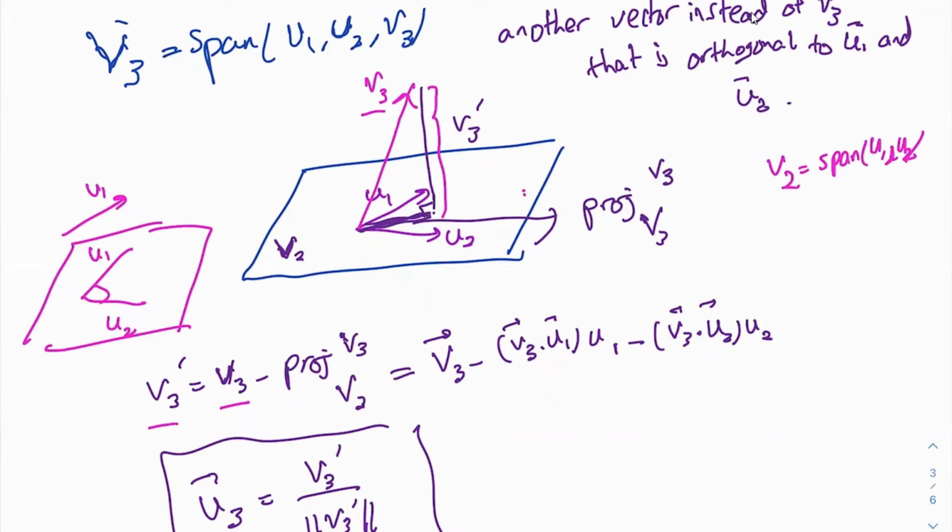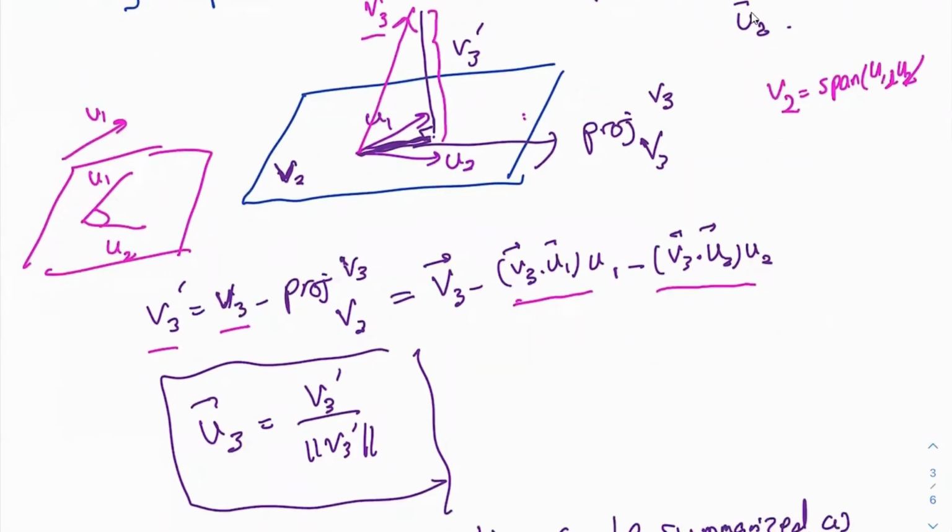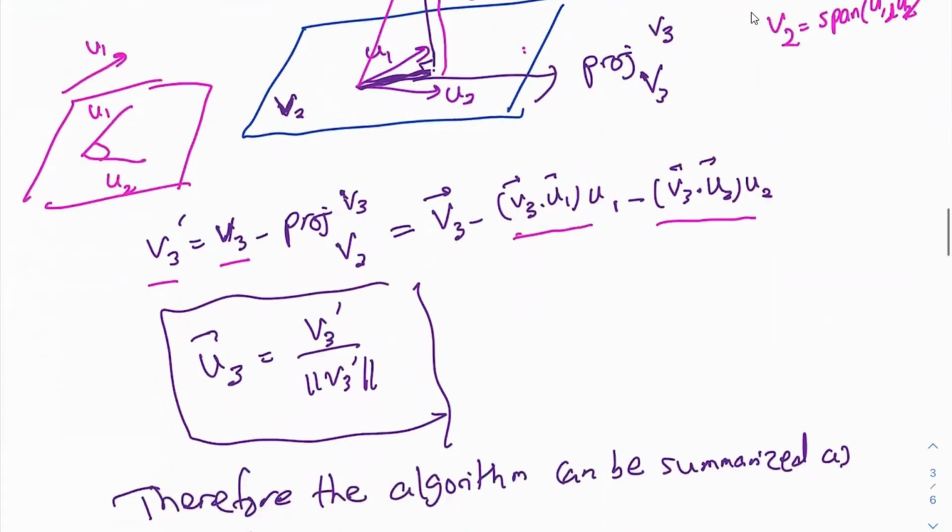So it's going to be V3 minus the projection on U1. Remember, U1 and U2 have a unit norm, so you don't have to write the denominator. The denominator is 1. So that's the projection on U1, this is the projection on U2. Now, V3 doesn't have to have a unit norm. So the last step is to construct U3, which is the normalized version of V3. So we take V3 prime and divide it by the norm of V3 prime, and we get U3.